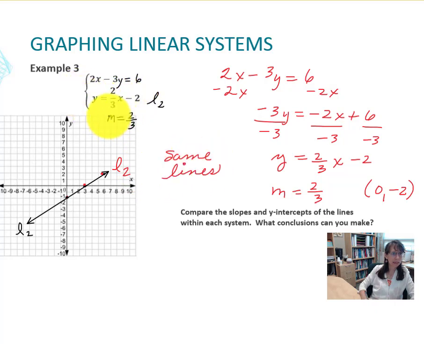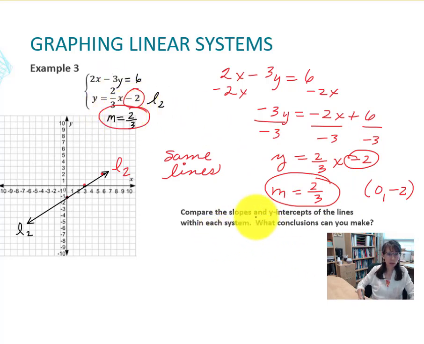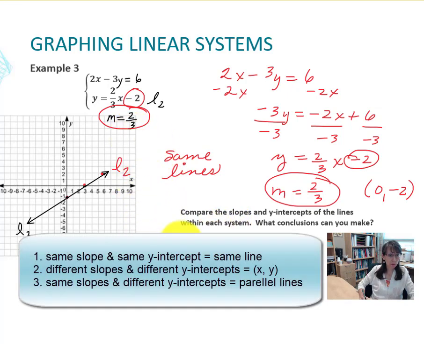We can see that their y-intercepts, negative 2 and negative 2, are exactly the same, and they each have a slope of 2/3. So when we compare the slopes and y-intercepts of lines within each system, that can give us a clue about what kind of solution we should end up with. So when we have the same slope and the same y-intercept, we have the same line. When we have different slopes and different y-intercepts, we have one point of intersection. And when we have the same slopes and different y-intercepts, we have parallel lines.